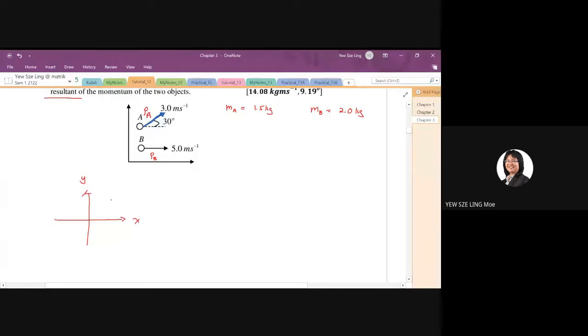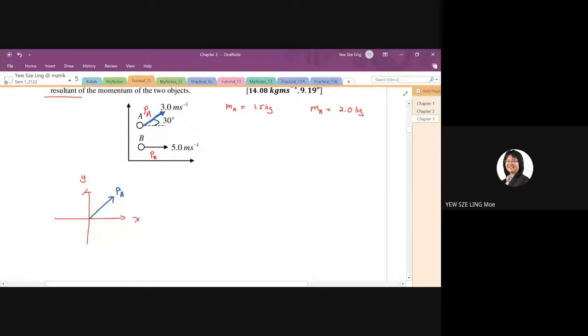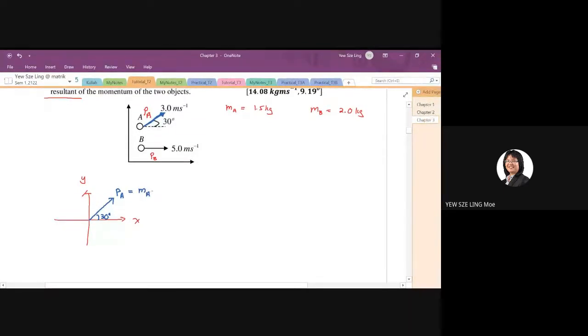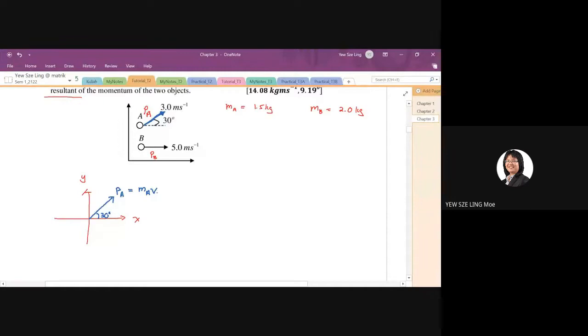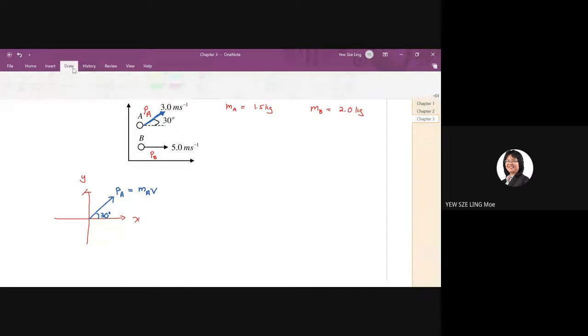So this is my PA, and this is my 30-degree angle. PA is moving with 3 meters per second. So this is your MAV. This V is a resultant V. So what are you going to do next? After that, you're going to resolve the V. You're going to resolve the V.